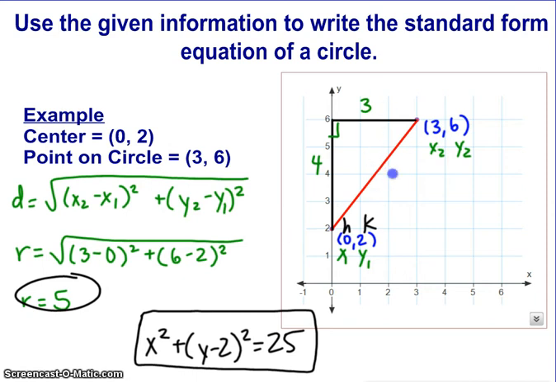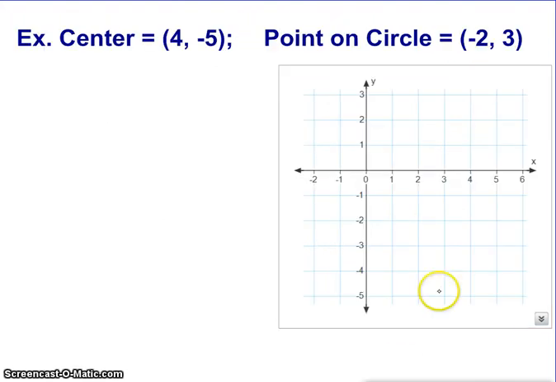Because you could say this is my radius, so r squared equals 4 squared plus 3 squared. Well, r squared equals 25, so r has to be 5. So the distance formula is just another way to figure it out, or you could use the Pythagorean theorem since it's in the coordinate plane. It's up to you, it's your choice. Alright, so let's do another one.